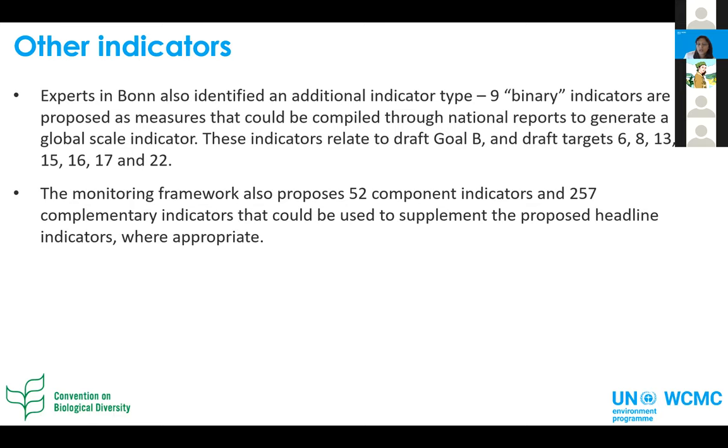Experts in Bonn also identified an additional indicator type. There are those that could be compiled through national reporting because they represent a response to a yes/no question, i.e. has a country updated its national biodiversity strategy and action plan. And these are indicators that would be collated through national reporting and therefore could be combined to create a global scale indicator. So just so you're aware as well, the monitoring framework, in addition to these headline indicators, comprises 52 component indicators and 257 complementary indicators, which can be used by parties as appropriate.